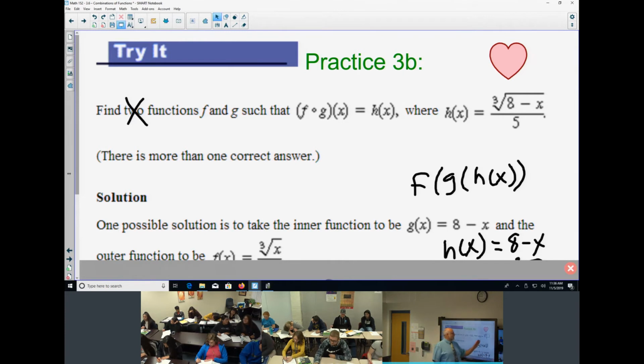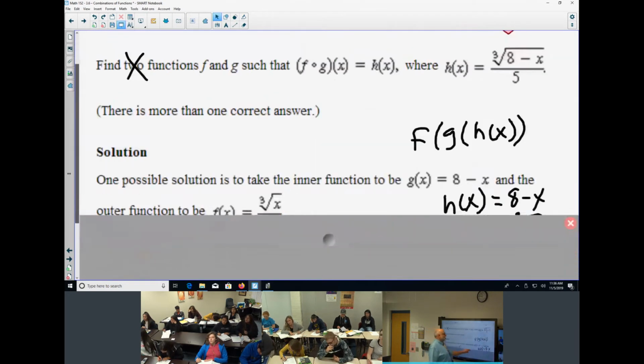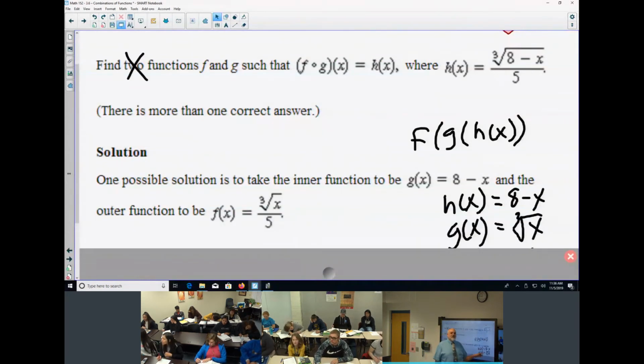So first you would subtract from 8, and then what? The cube root. Yes, you do the cube root second. So it's important that you do it in that order. So the next function would be the cube root, and then finally the last operation would be to do what? Divide by 5. Divide by 5.